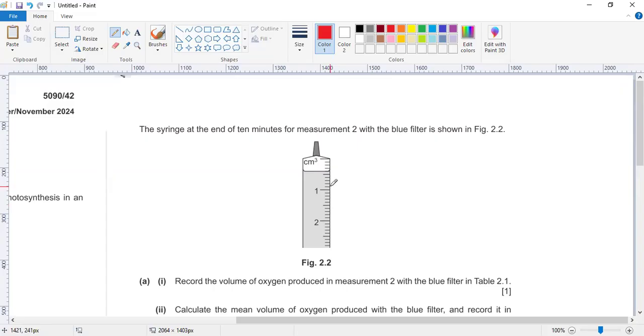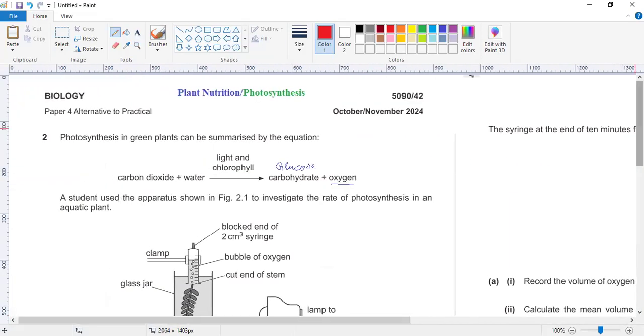So now use the subtracting method. Subtract 0.1, so it becomes 0.9, 0.8, 0.7, 0.6, 0.5. This is 0.5 centimeter cube. And definitely it would be 0.4 centimeter cube. So we can put this value into our given table.